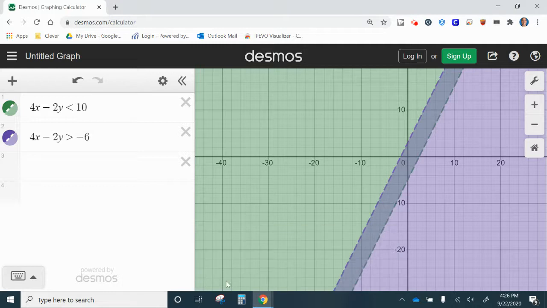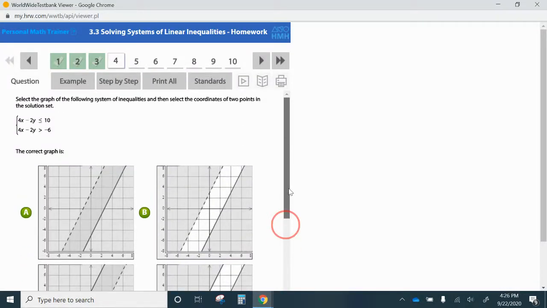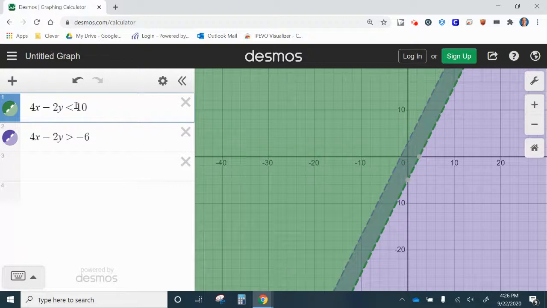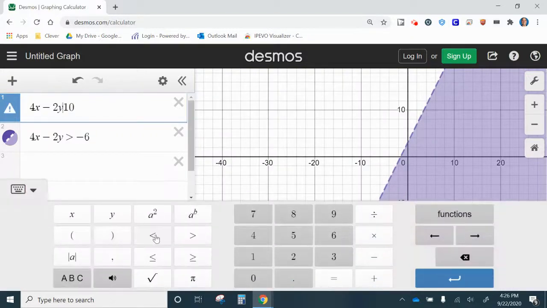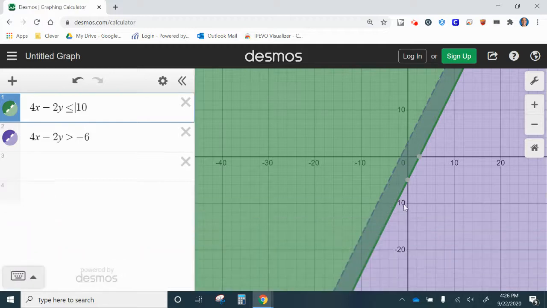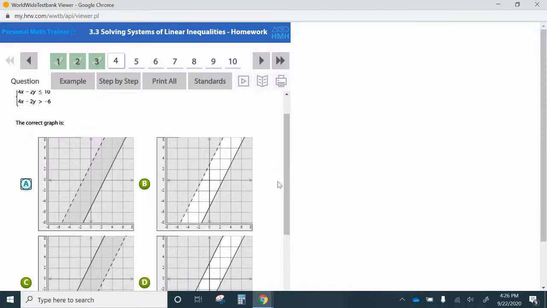So let me go back and look at the answer. I think I typed in... Oh, yep. That should be less than or equal to. So let me go back to Desmos. That's where I made a mistake. This should be less than or equal to. There we go. So the solid line is on the bottom. So that means the answer is A.